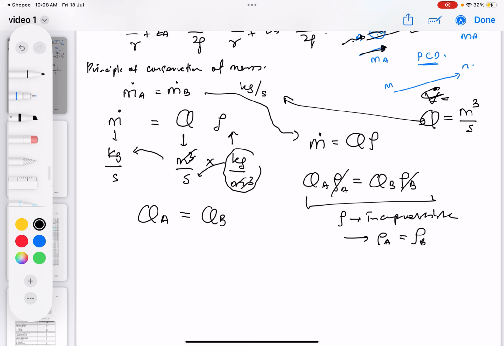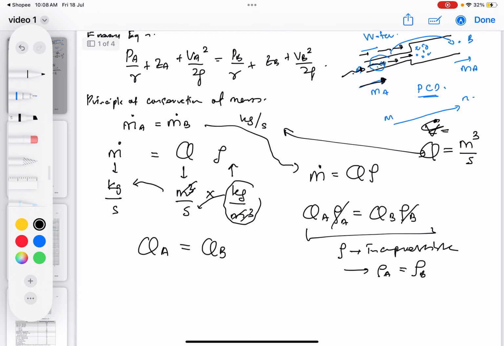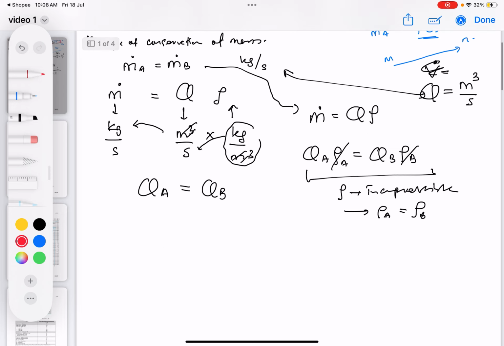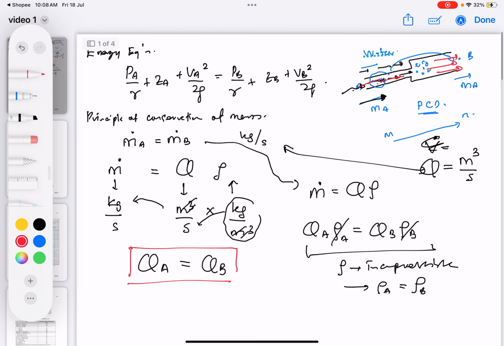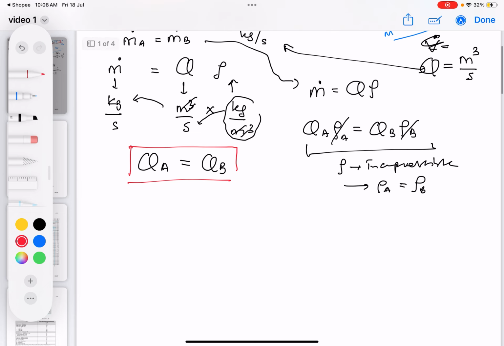Flow rate at point A, as long as the fluid is moving or flowing, should equal the flow rate at point B. Therefore, I have another equation. I can always apply this equation as long as the fluid is flowing. And the unit for flow rate is meter cubed per second.